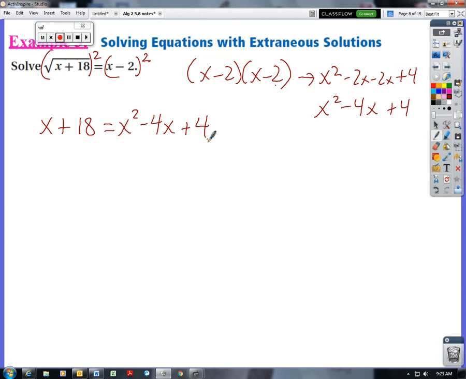I'm looking at this. I notice I've got an x squared. That means this is a quadratic. The way to solve a quadratic is to get everything on one side and set it equal to 0. I want my x squared to be positive, so I'm going to leave it right where it's at, and I'm going to move these other terms over.